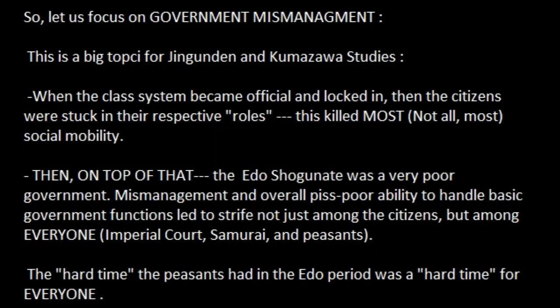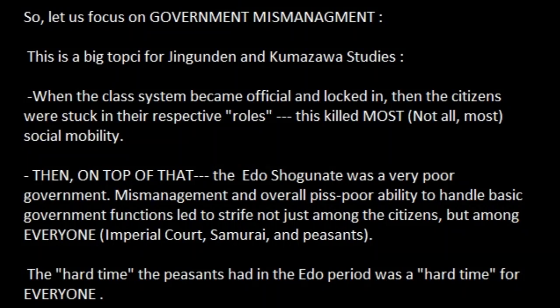Okay? When the class system became official in the Edo period and everyone is locked into the class systems, because remember, pre-Edo, it's fluid. Yes, you have these roles in society, but you can fluidly move back and forth. But in the Edo period, bang, it's all locked in. So once that happens, the citizens are stuck in their respective roles. And this killed most, now not all, but most social mobility. So that's a big factor.